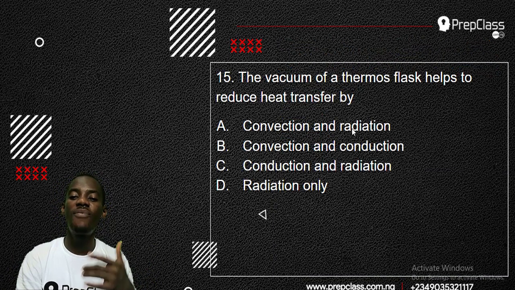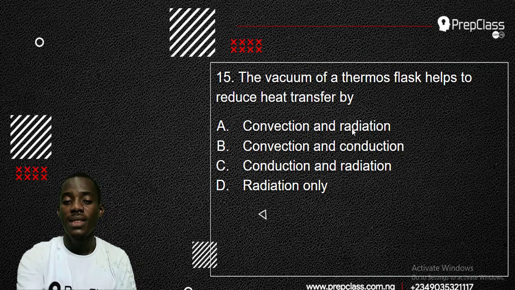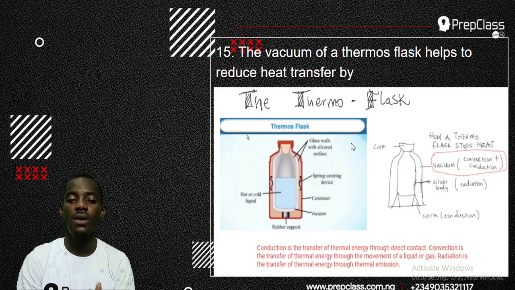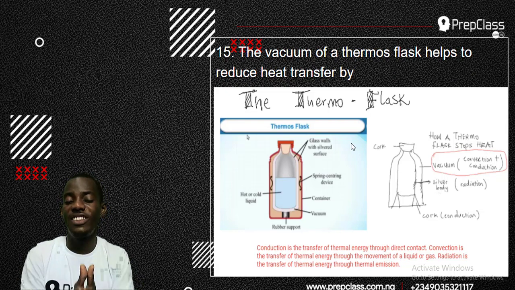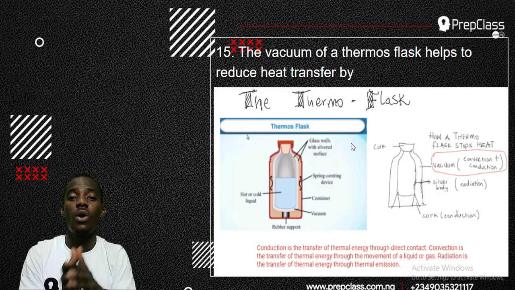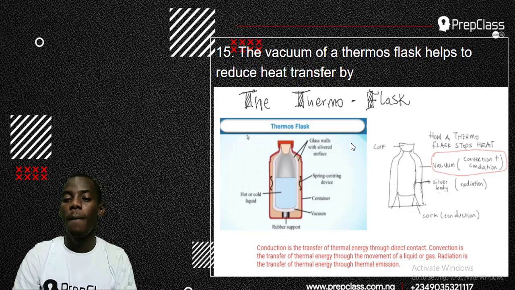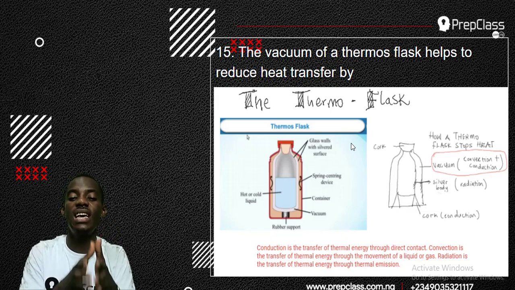Now number 15. The vacuum of a thermos flask helps to reduce heat loss by what? Now you know a thermos flask is this way. We know it works between conduction, convection, and radiation. But the vacuum means space, the space in your flask.